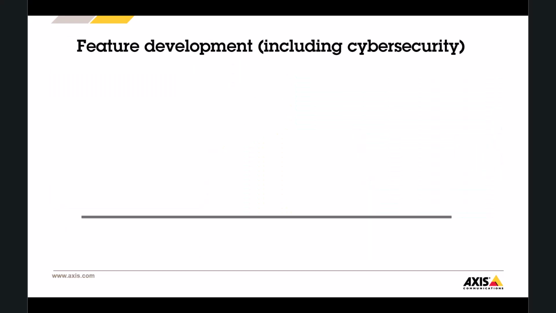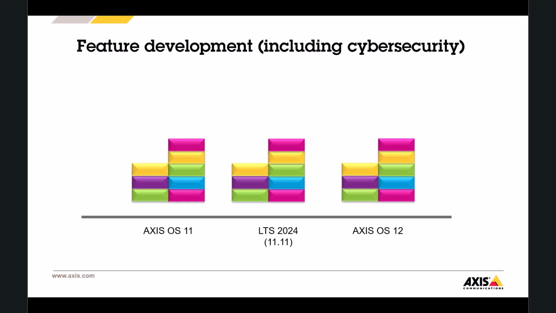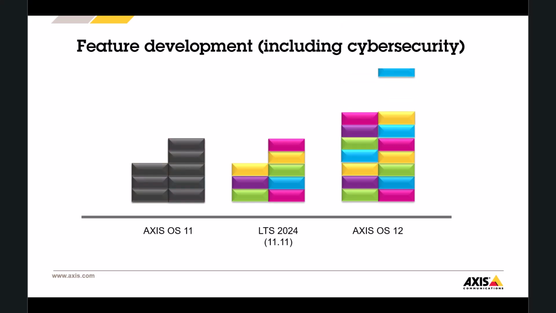To visualize it even more, you can see it like this. All new features, cybersecurity related or not, are added to the active track. When we are ready to create an LTS, the current active track is transferred into a new LTS, including all features. Then a new active track is created, and we keep adding more features to it, while the LTS remains the same.